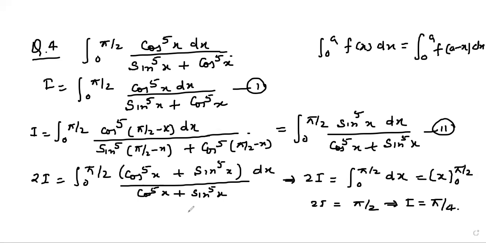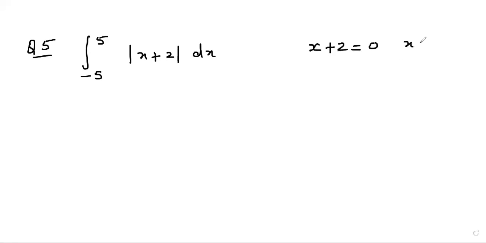Now, let's go to question number 5. Integration minus 5 to plus 5 modulus x plus 2 dx. Here, we have to check the sign of function x plus 2 in different intervals. So for this purpose, we write x plus 2 equal to 0. So we get x equal to minus 2. So we have to write it on number line so that thing may become clear. The lower limit is minus 5. Then we have got the value of x as minus 2, and then upper limit is 5.